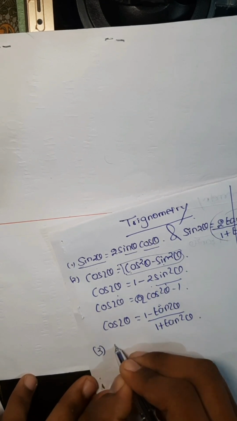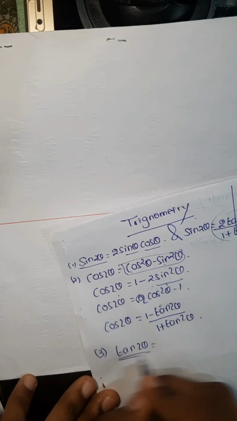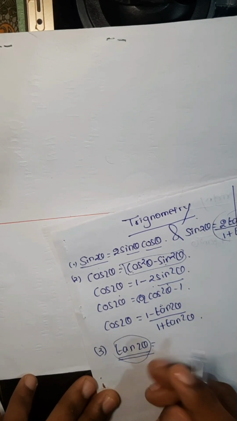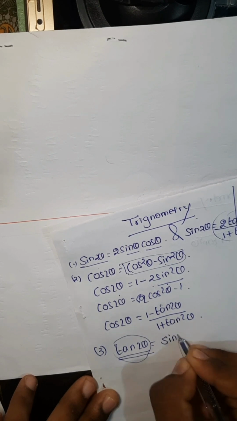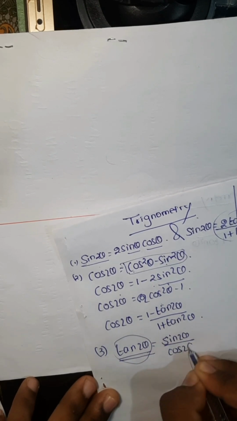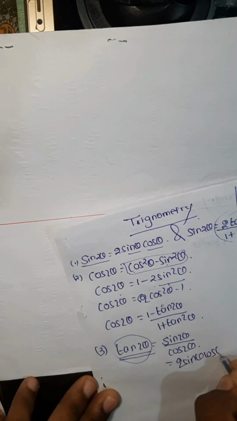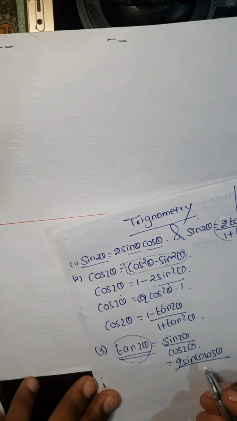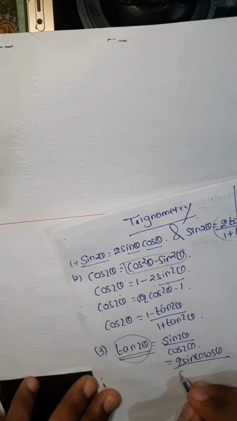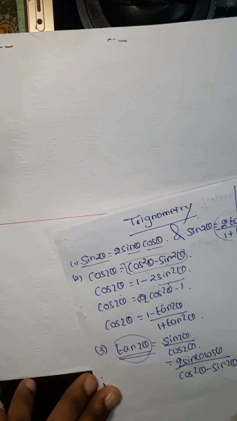And the third one, tan 2 theta. We can get this tan 2 theta by dividing sin 2 theta by cos 2 theta. That is 2 sin theta cos theta, according to the first one, and for cos 2 theta, we can use cos square theta minus sin square theta. Right.